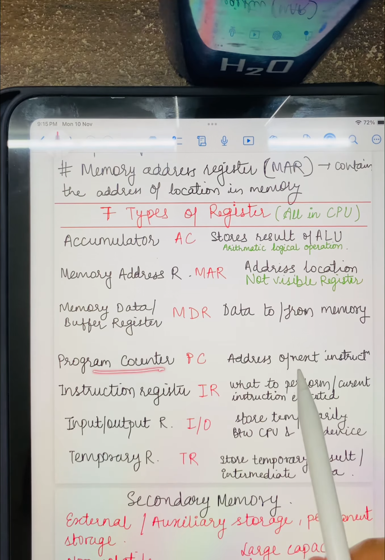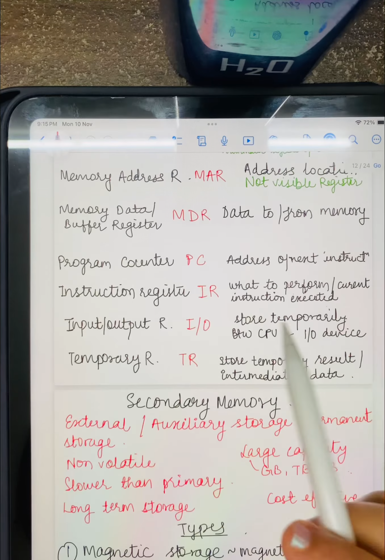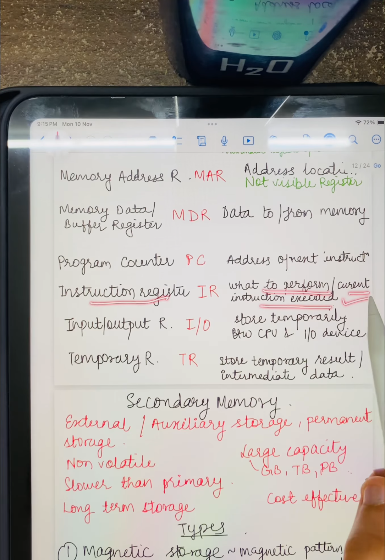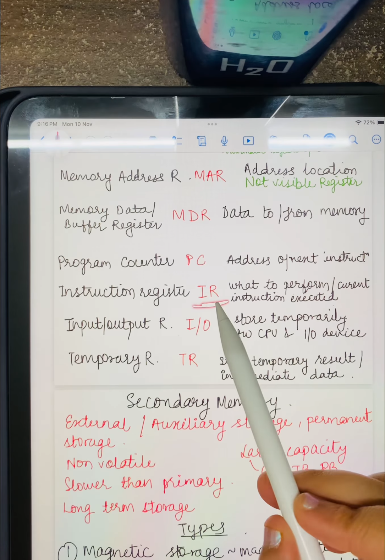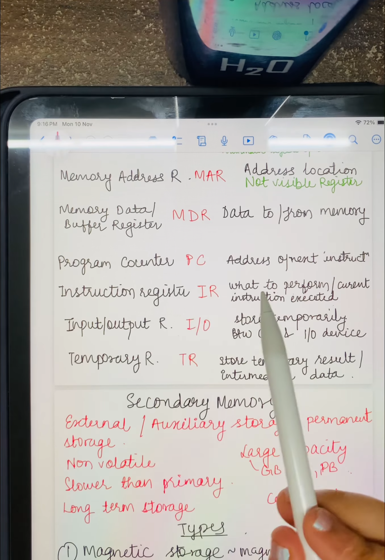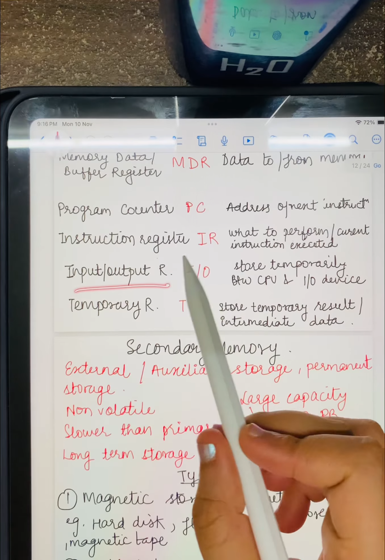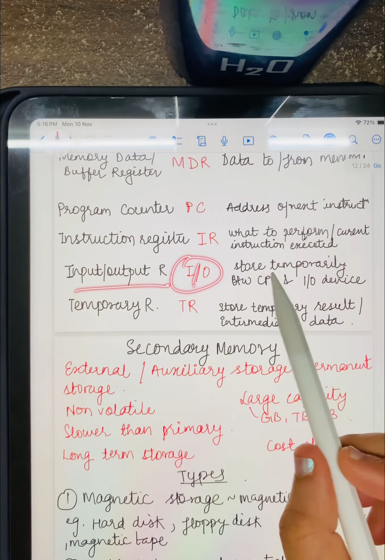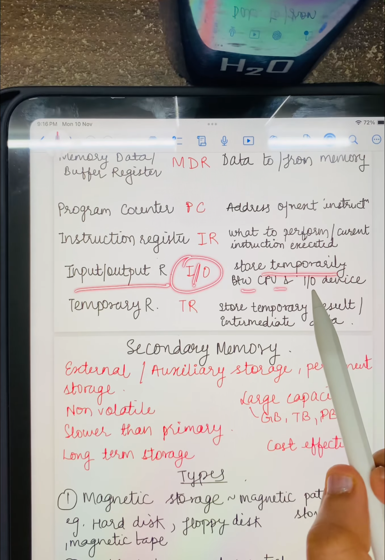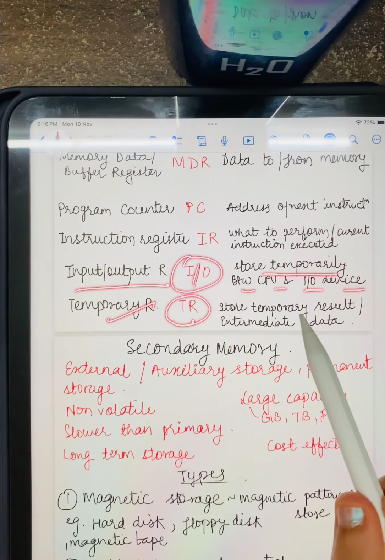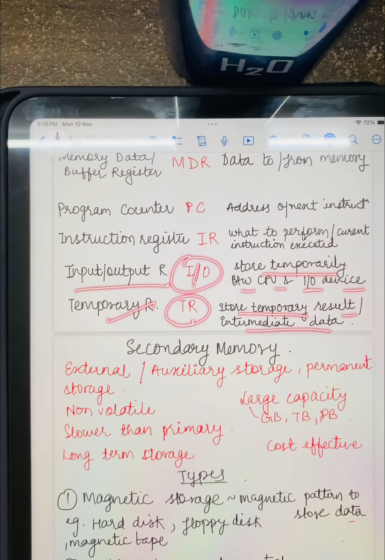Program counter, it is the address of the next instruction. Instruction register is what to perform, the current instruction executed. It instructs the computer what to perform. So it correlates a bit with their names, these functions. Input output register, this is I/O, stores data temporarily between the CPU and input output devices. Temporary register, TR, stores temporary results or intermediate data.